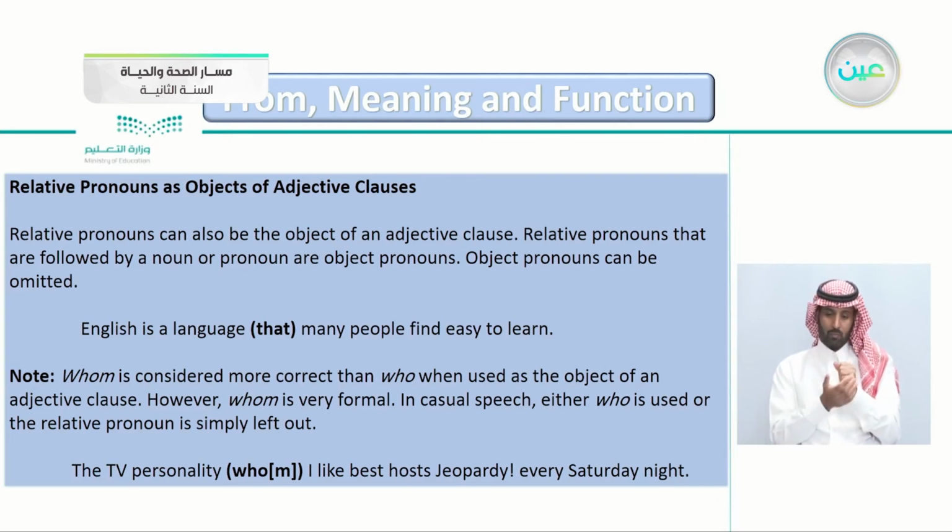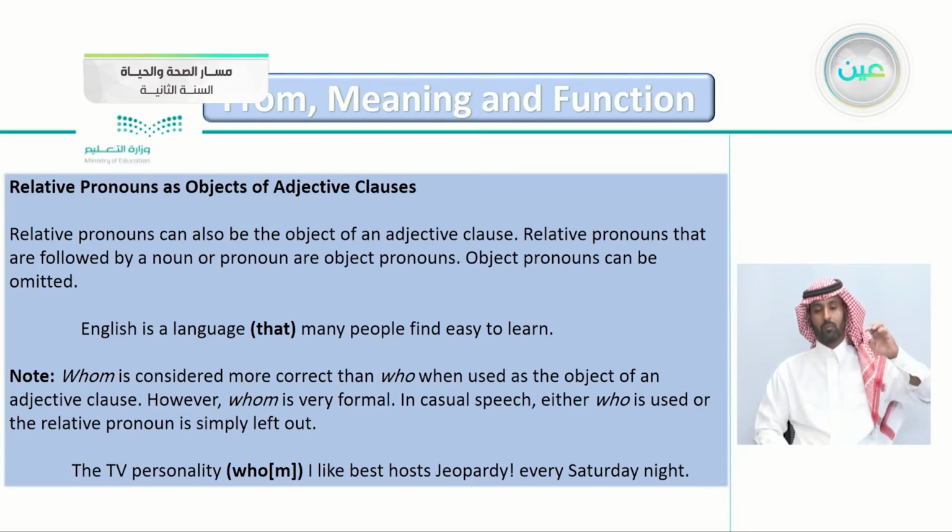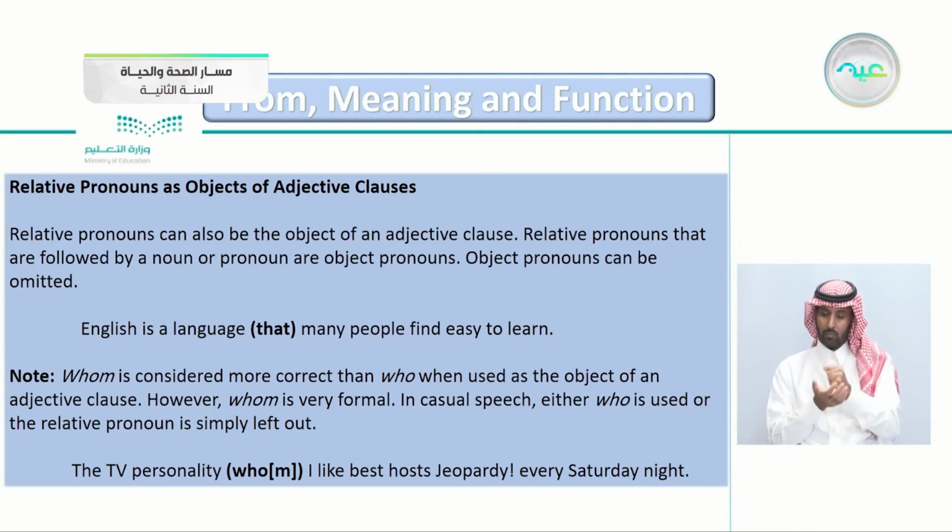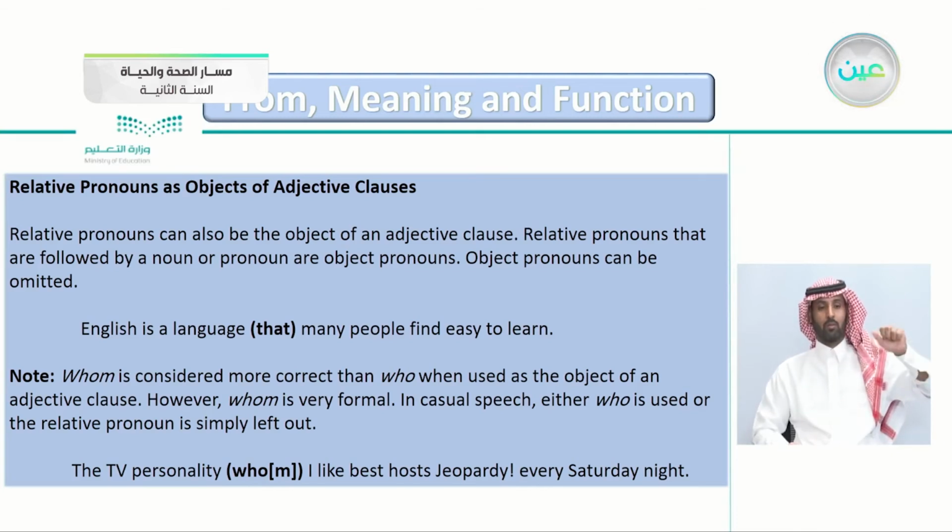Here's an example. English is a language that many people find easy to learn. So the relative pronoun here, that, is the object of the adjective clause. And if it's the object, we can omit the word that. We can just say English is a language many people find easy to learn. So if the relative pronoun is an object of the adjective clause, you can put it or omit it.